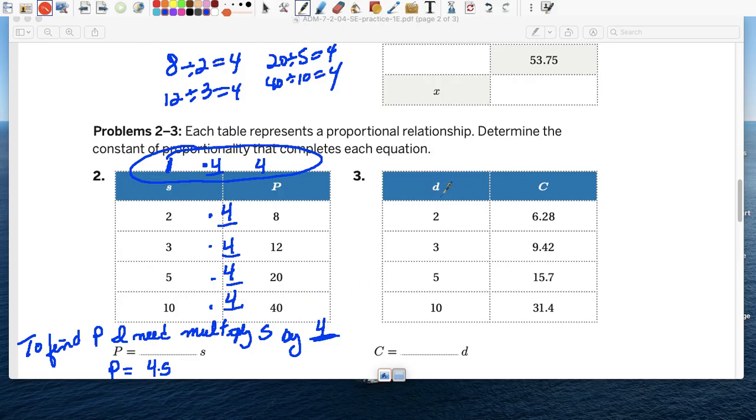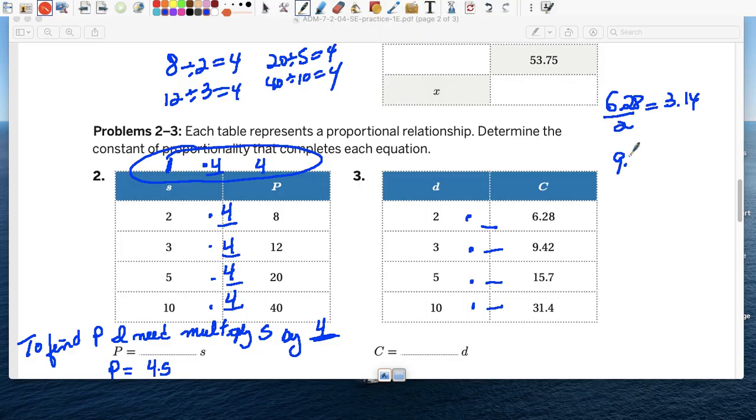So D and C, what's my constant of proportionality? How do we find this number here? Well, to find the number, pick any pair. Let's pick the first one, and you're going to divide 6.28 divided by 2. What do you get? 3.14.